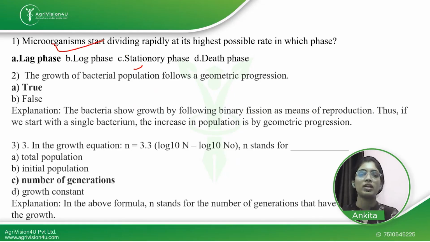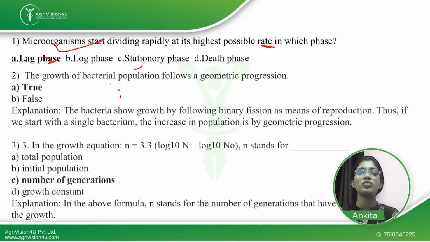But considering the theory, if you want to check what type of question will be there, see question number 1. Microorganisms start dividing rapidly at the highest possible rate in which phase? As in the theory slides, we have seen, in lag phase they start dividing rapidly. In log phase, they are increasing their cell number, but in the case of lag phase, they just start. That is the initial phase.